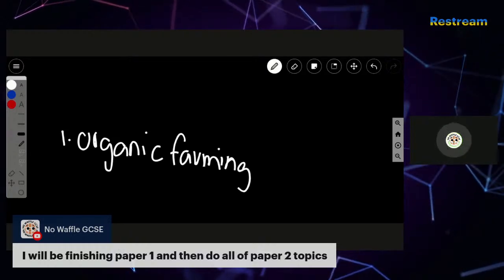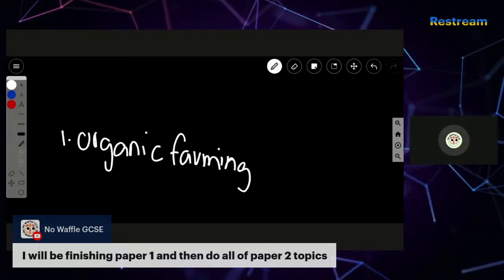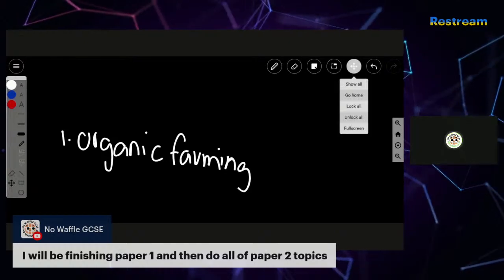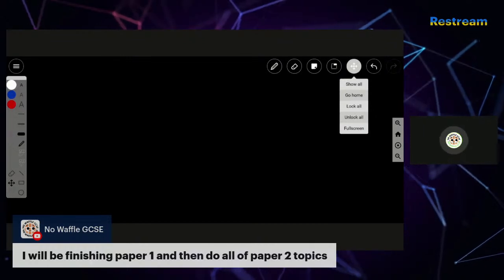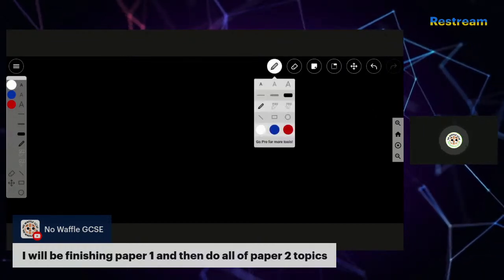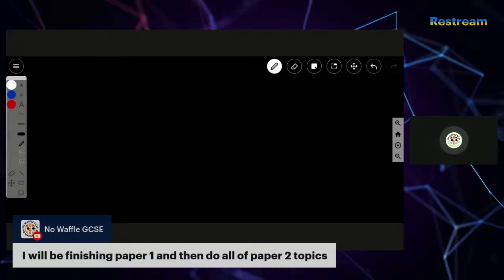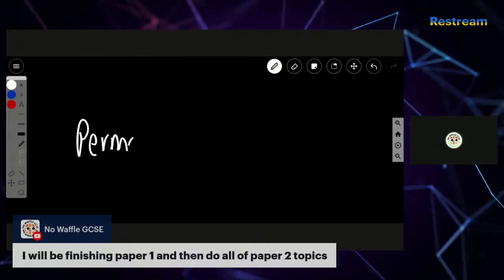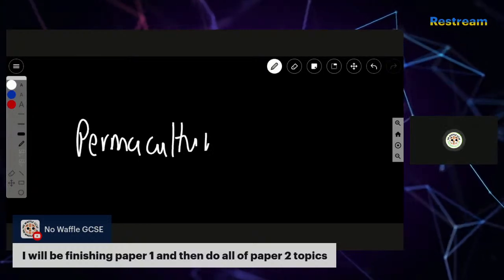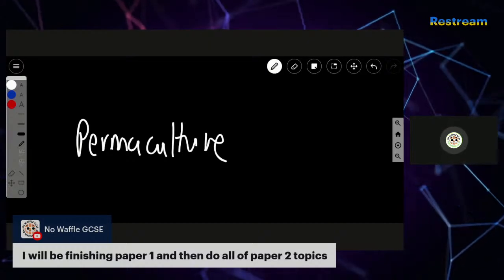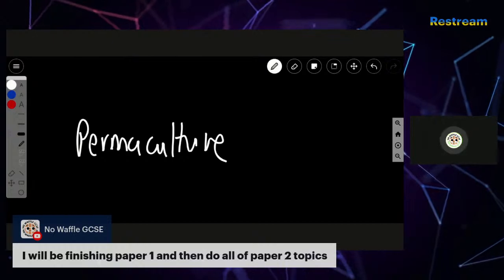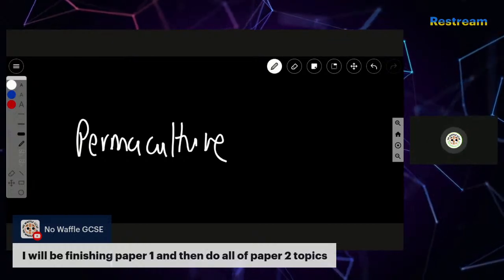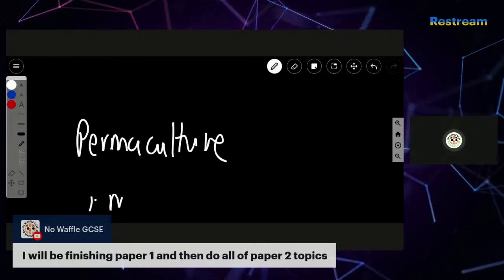Now, another thing called permaculture is also being used. Permaculture aims to produce food in a way that recreates natural ecosystems. So the aim in permaculture is to protect the soil and rejuvenate the soil. So what happens is the food production is designed to be low maintenance and keeps the soil healthy. So one method is mixed cropping.